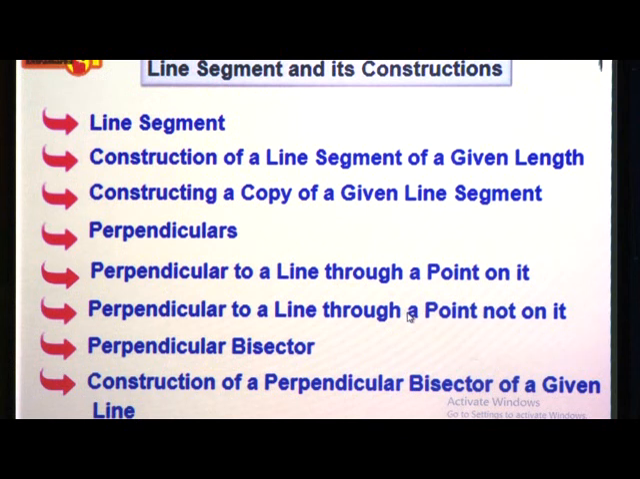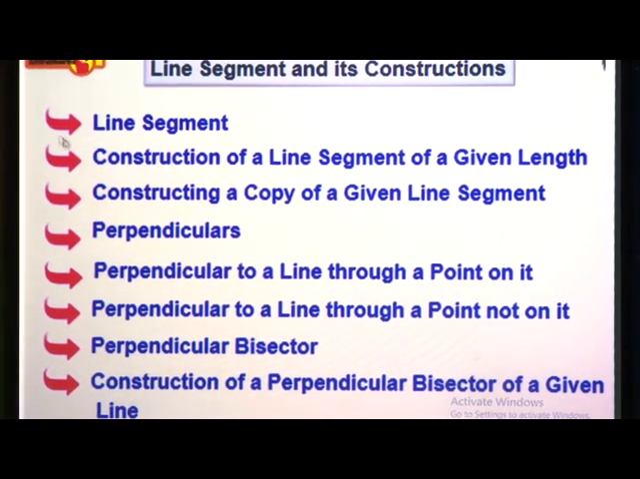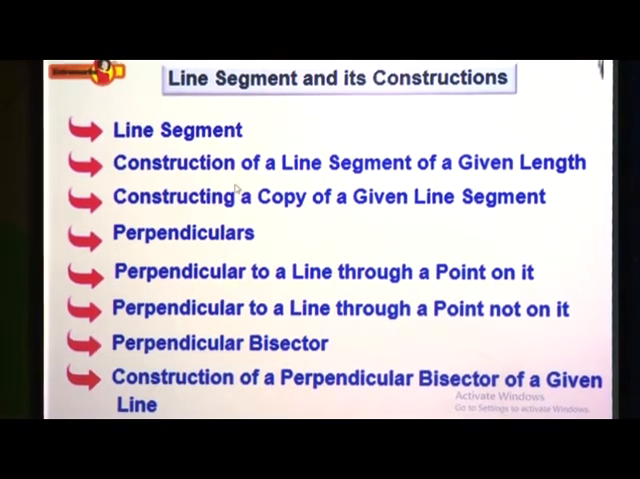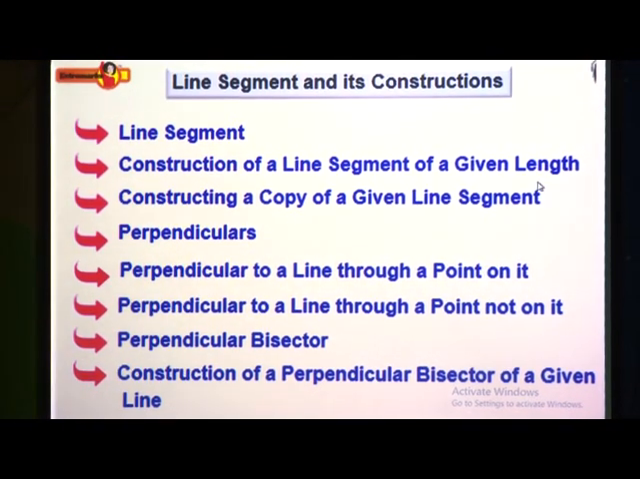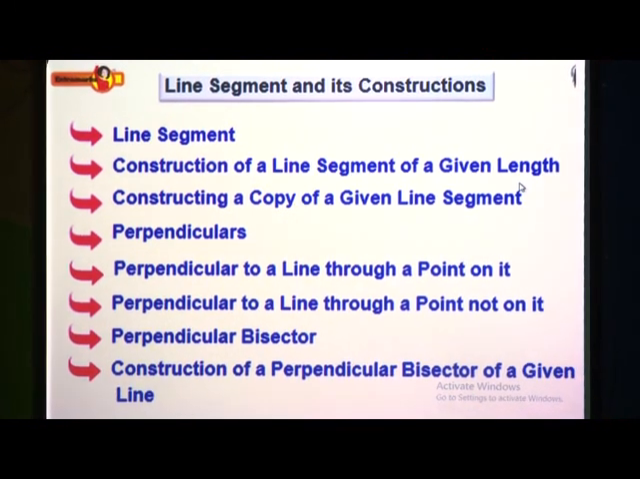After constructing a circle, now we are going to see about line segment and its constructions. So in this we are going to see what a line segment is, and how to construct a line segment of a given length. For example, we have the length given already, that is 4.5 centimeter. So we have to construct a line segment of 4.5 centimeter. There are some specific steps where we need to show the steps and do it accordingly. So let us see that in detail.